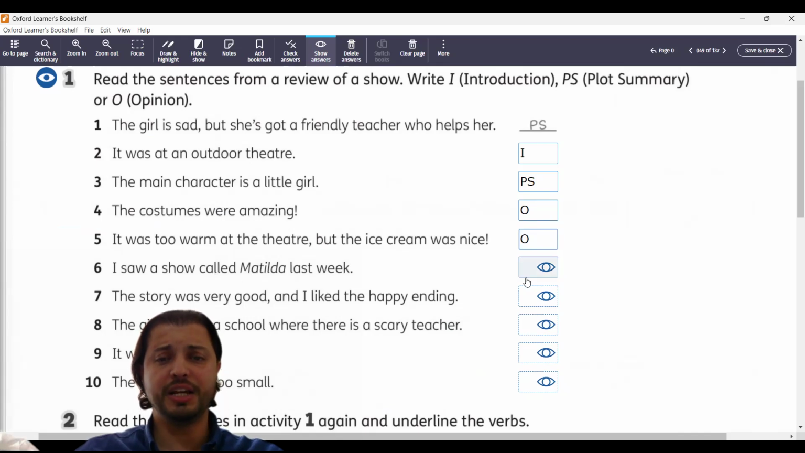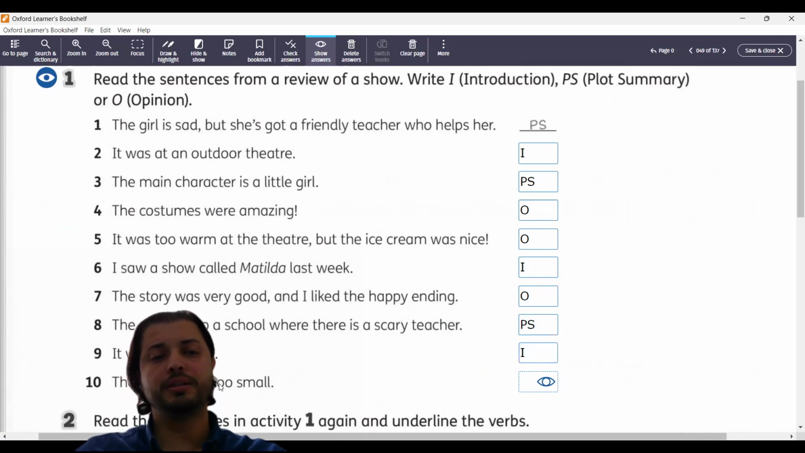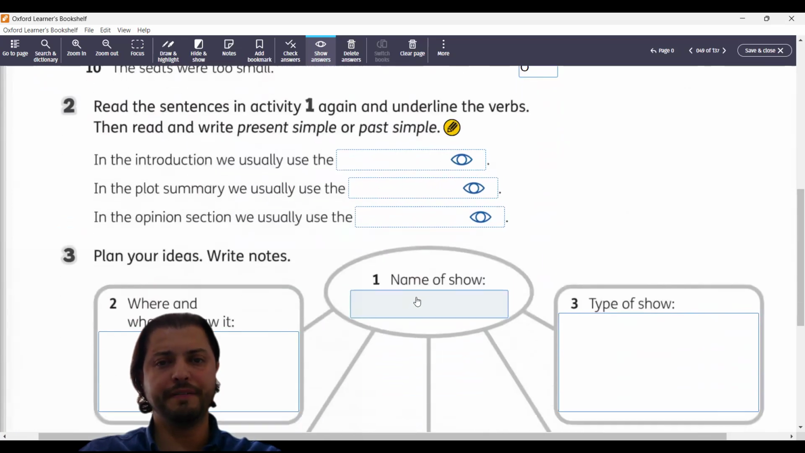I saw a show called Matilda last week. It's introduction. The story was very good, and I liked it to have an ending. It's opinion. The girl goes to the school where there's a scary teacher. PS. It was a musical. Yes, introduction. And the seats were too small. It's kind of opinion for me. Yeah, you can figure that out.